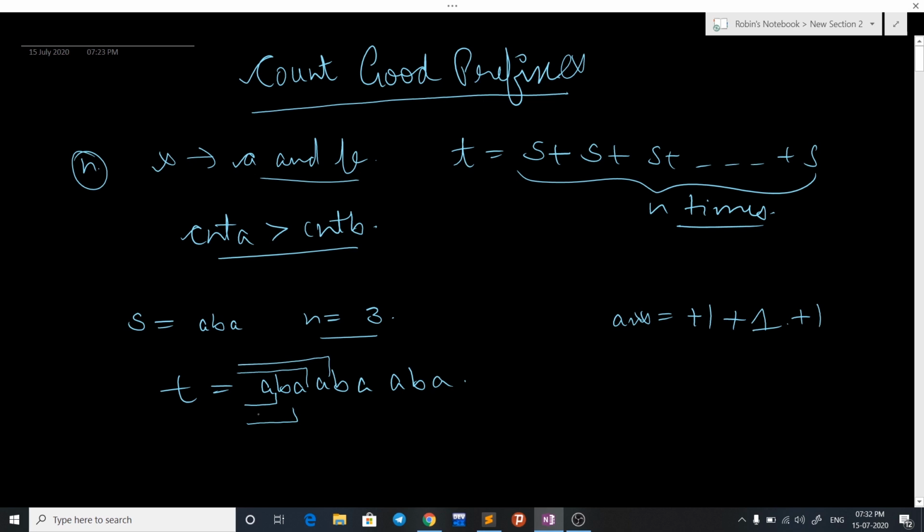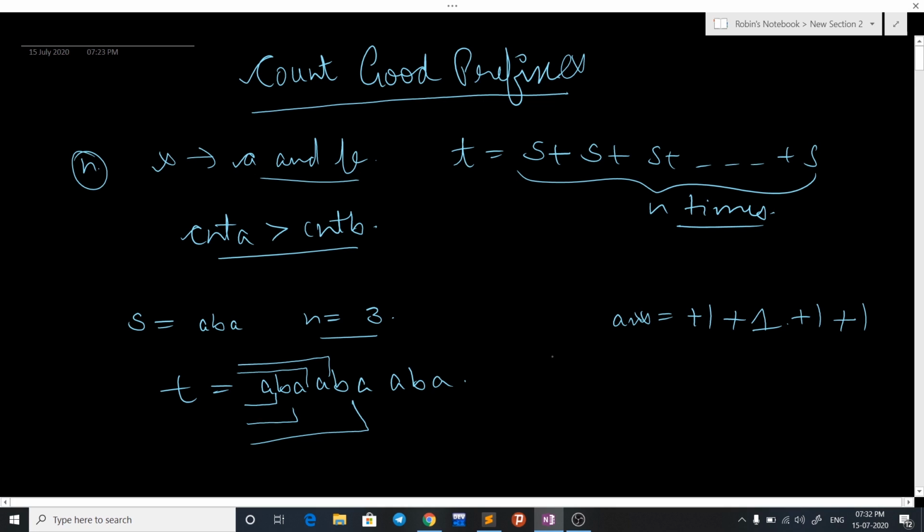So we will just add 1 to our answer, and this also is a good prefix, and this, the length of prefix is 5, and this is also a good prefix. So we'll add 1 to our answer. Similarly we can go up to the total length of t, and this is just a brute force method.